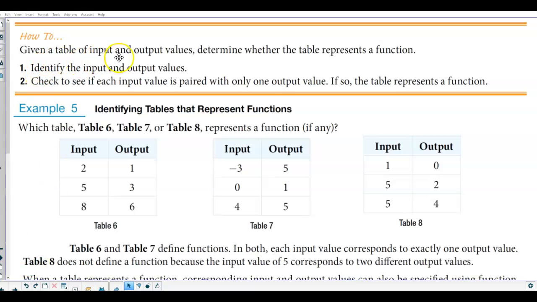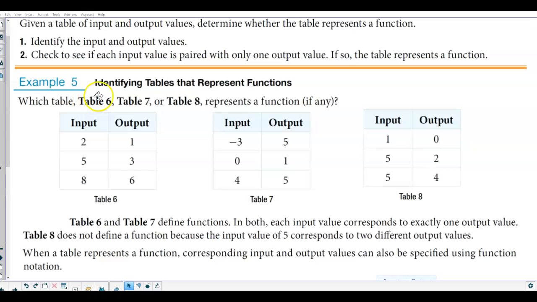Given a table of input and output values, we want to determine whether the table represents a function. So for one, we have to identify the input and the output values. Number two, we're going to check to see if each input value is paired with only one output value. And if so, the table represents a function.